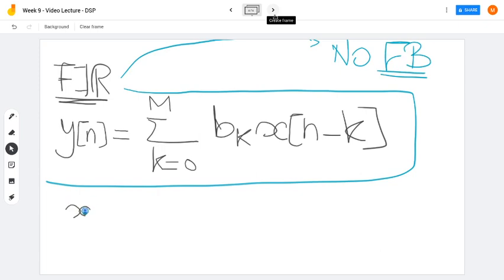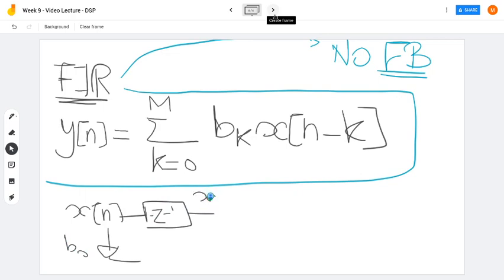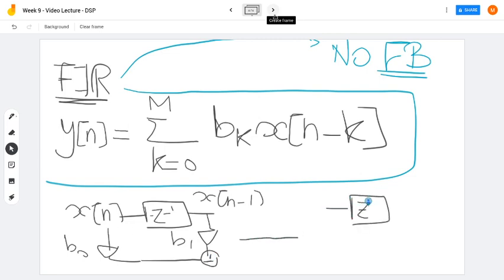The input x of n will be multiplied by a constant b0, and then it will go through a delay z to the power minus 1, and here we will get x of n minus 1, which will be multiplied by b1 and added to this one, and so on until we get to the last stage where we get x of n minus m, and it will be multiplied by bm, and it will be added to whatever we have over here.